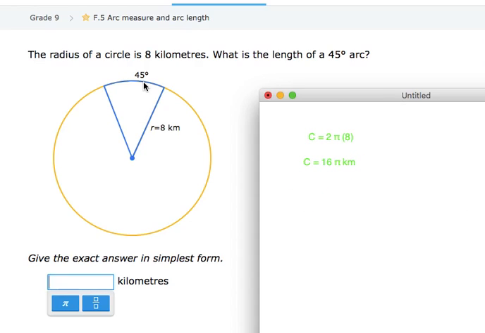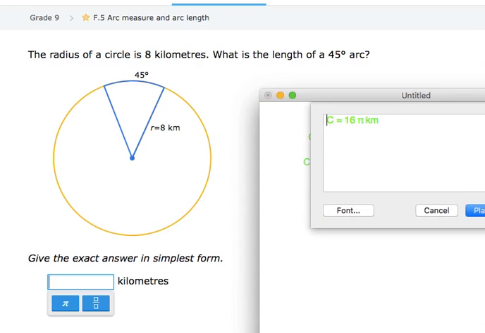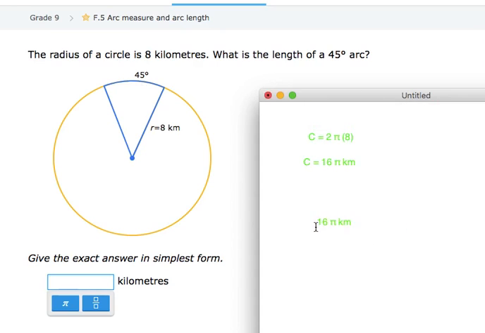But since I only want 45 degrees of it, I can then use my proportion. I know that if I take the total circumference that I have, 16 pi kilometers, and I put it in my proportion, which includes arc up top, which I don't know, and that's what I want to find out. Arc goes here. I know the central angle over 360 goes over here. My central angle, 45 degrees, goes here, and then I put that over 360 to set up my proportion.